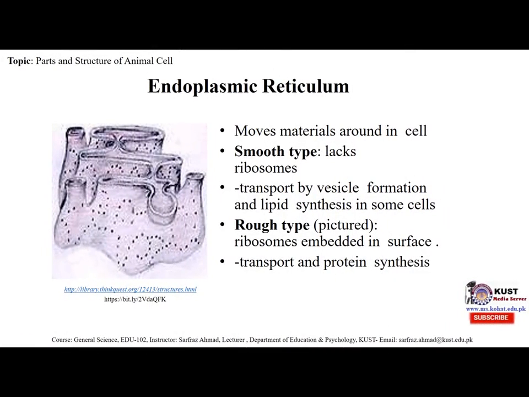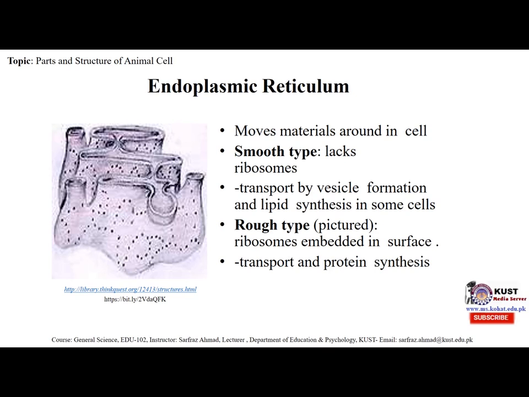Then the endoplasmic reticulum is there. It moves material around in the cell. The smooth type lacks ribosomes and is involved in transport by vesicle formation and lipid synthesis in some cells. The rough type, as pictured, has ribosomes embedded in its surface and is involved in transport and protein synthesis.